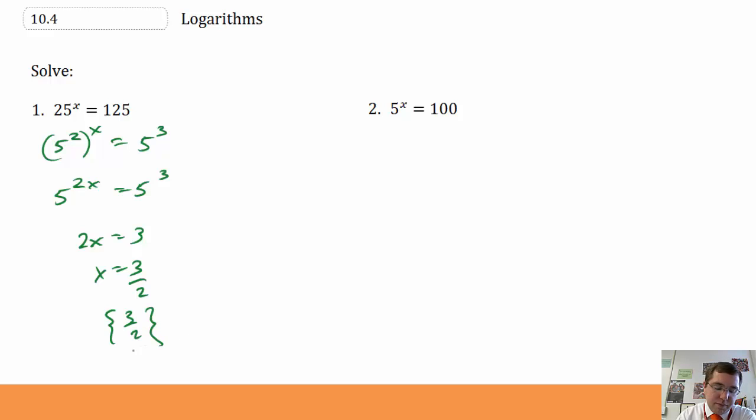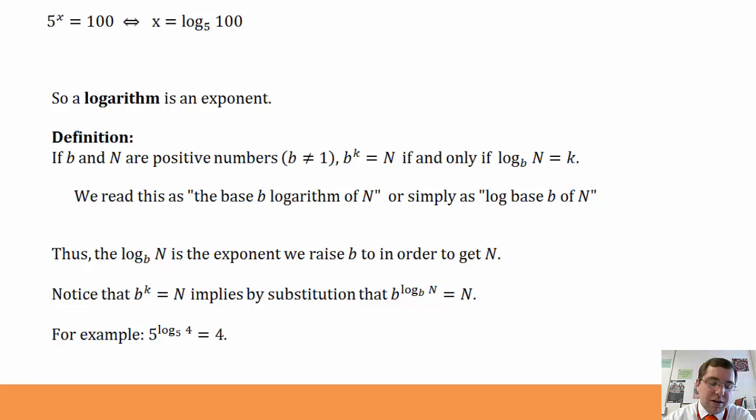Let's try number 2. 5 to the x power equals 100. Well, wait a second. I can't write 100 with a base of 5. Can I? What do I do? Well, enter logarithms. 5 to the x equals 100 if and only if x equals the log base 5 of 100.